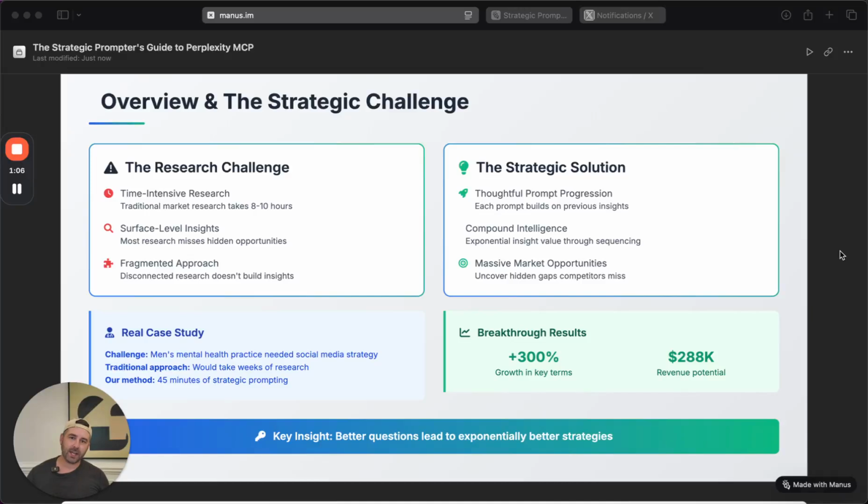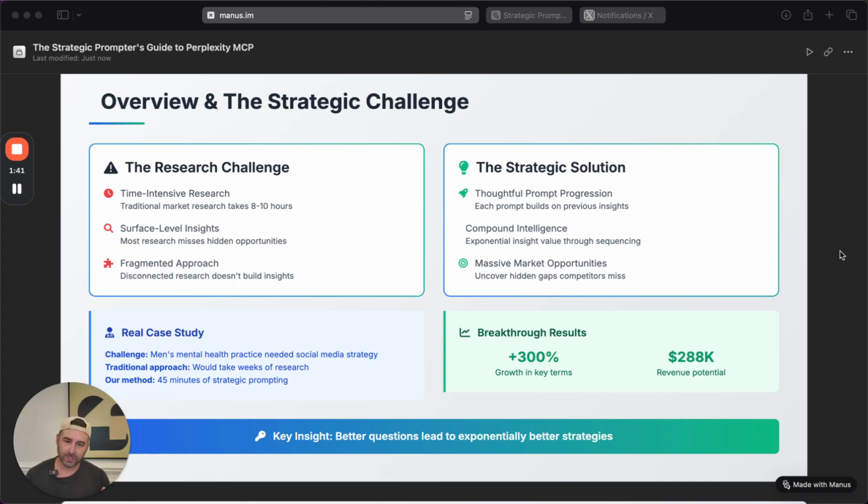The challenge is that digging through all this data on the internet to develop a market research strategy is time intensive. You get surface level insights and it can be very fragmented. You're hopping between different models, different tools, things like that. I do all of this from Cursor. I have access to the MCPs that I want to use for research, and I use the Cursor agent to reference those, to collate the insights.